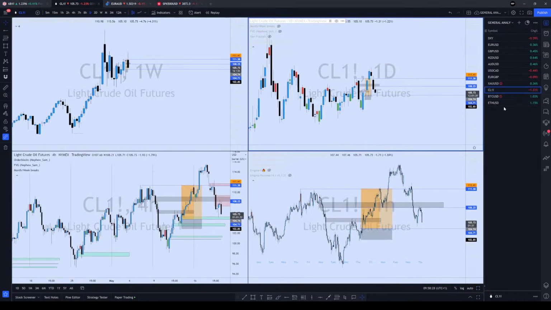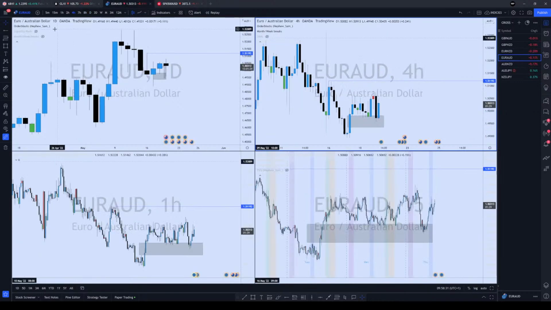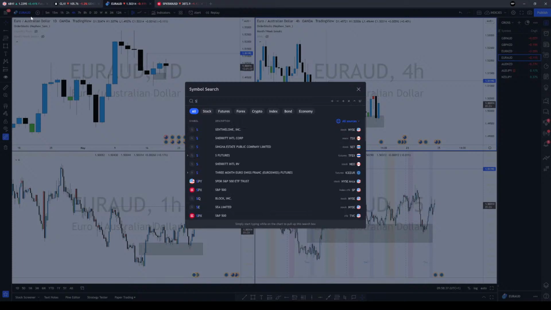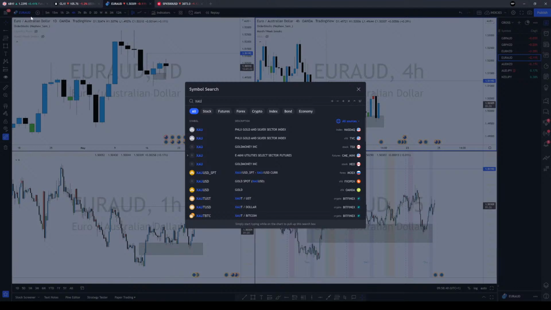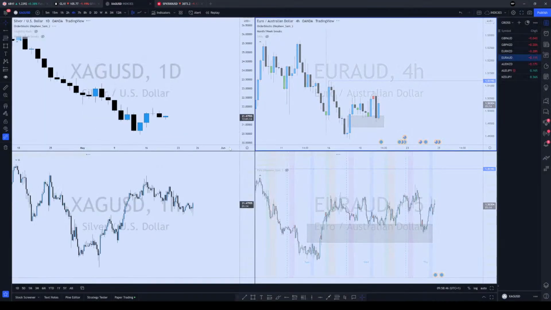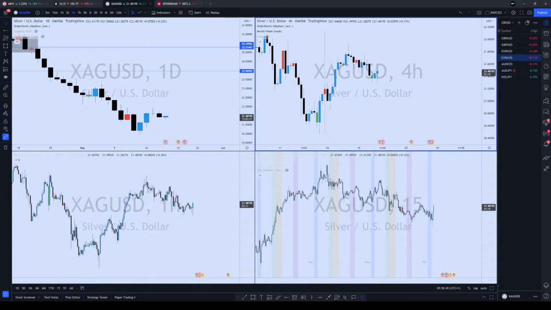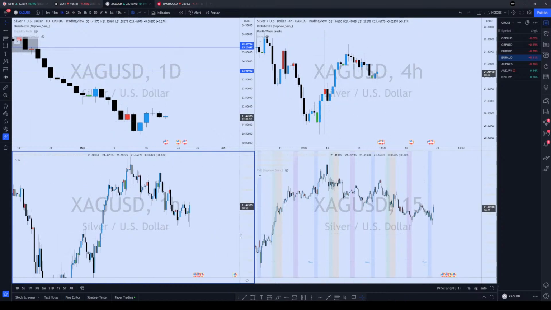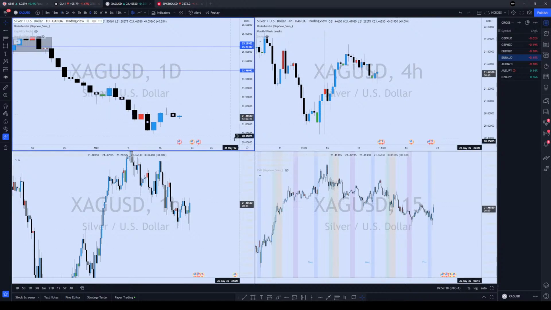Let's go back and look at silver. I don't know why you love trading silver, but I think the cleaner price action is always going to be gold. Silver is a bit of a mess.